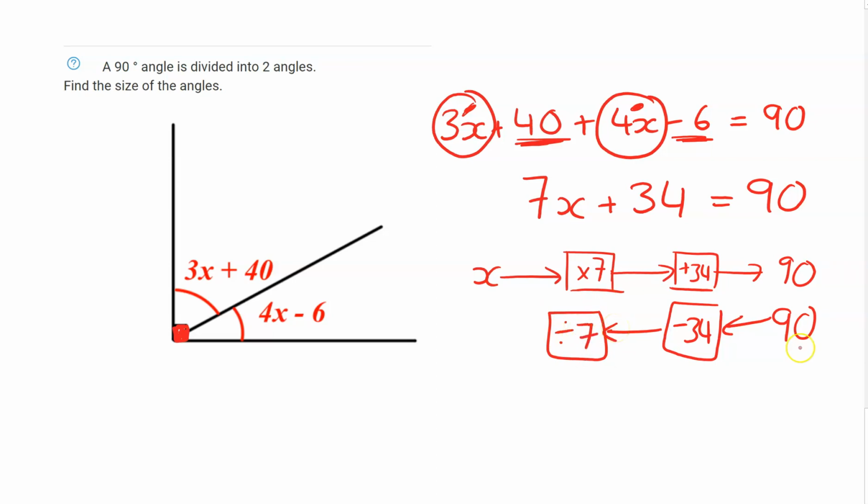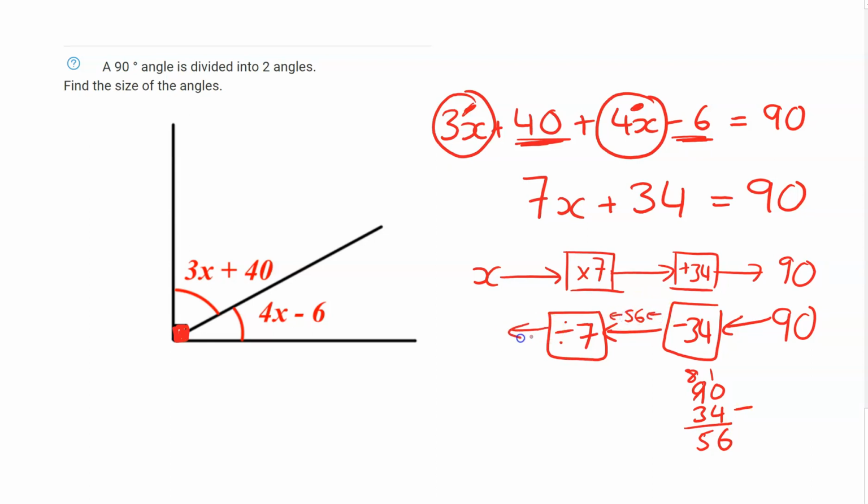Okay, let's try it. So 90, take away 34. Can't do 0 take 4, so I'm borrowing 1. 10 take 4 is 6, and 8 take 3 is 5. Okay, so 56 comes out of that box.